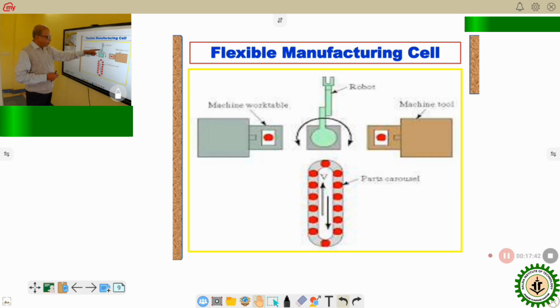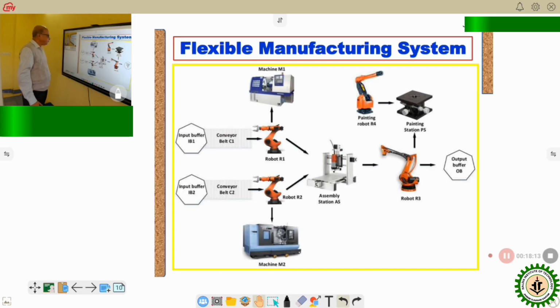This is a robot, a simplified version, which can transport material from the carousel to one machine. After completion of the job in this particular machine, it can transfer the material from one machine table to the second machine table. That is how this robot can serve one part carousel and 2 CNC machine tools. So it is possible to utilize the robot far better as compared to a single-machine model.